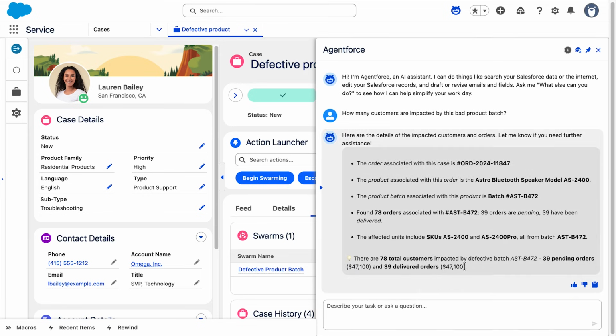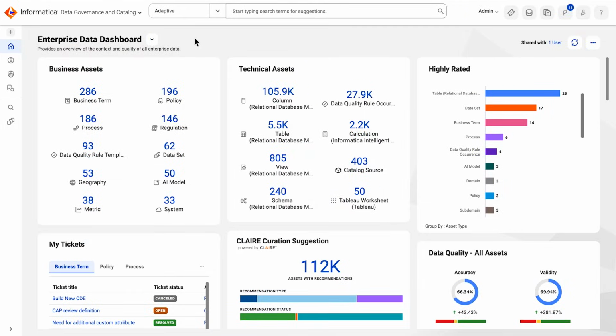Now, an answer like this requires more than data. It requires trusted context about the data. And Informatica brings more data, more context, and more trust into Data 360. Let's take a look. This is my enterprise data catalog in Informatica, which extends beyond customer data to products, suppliers, and assets across my cloud and on-premise systems.